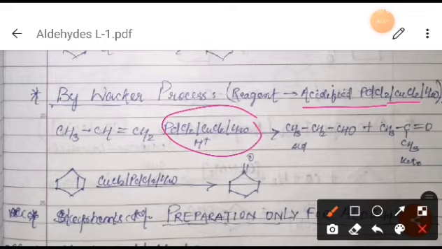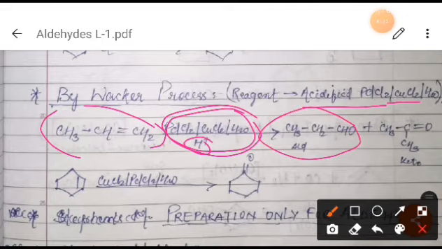So when you are using this, suppose this is one compound here. In this compound, we are adding PdCl2, CuCl2, and H2O, and in the acidic medium, H+ is there. So in acidic medium, what will it give? It will give aldehyde as well as ketone, as you can see here. So what is happening basically is that in place of this double bond, CHO is coming, and in place of this double bond, O is coming.